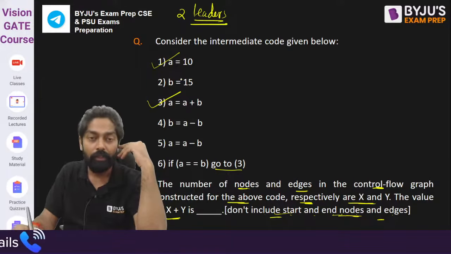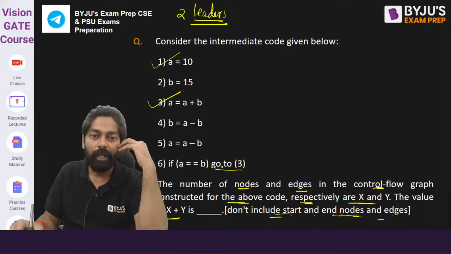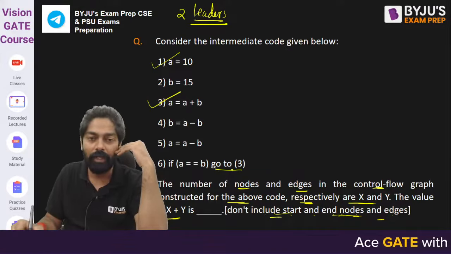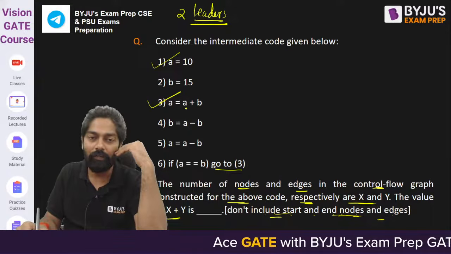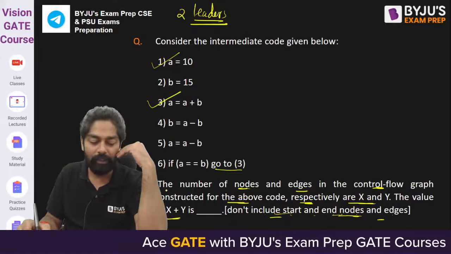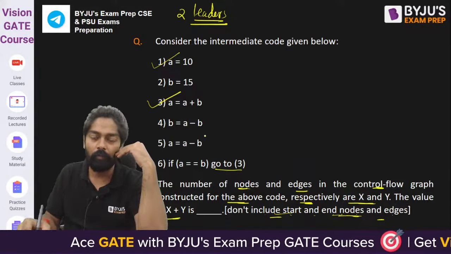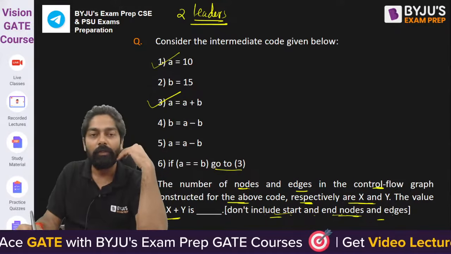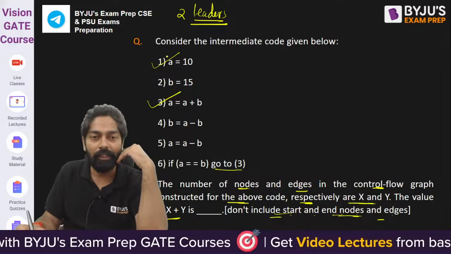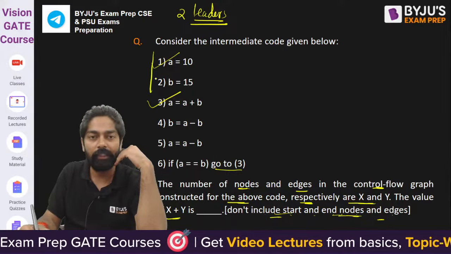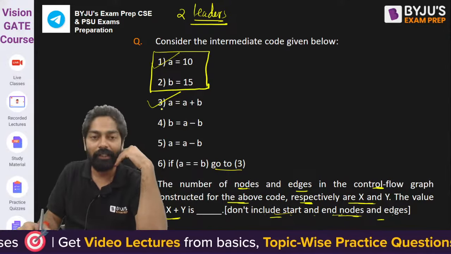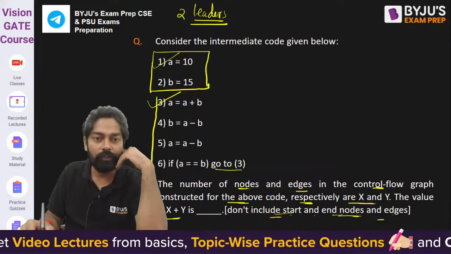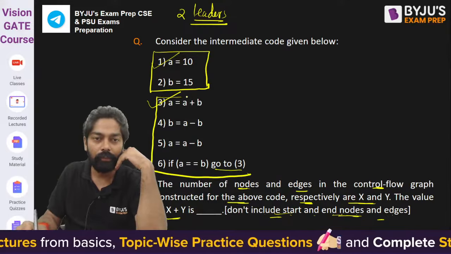How to find a leader? The first statement is always a leader. The target of a conditional or unconditional jump is always a leader. So if A equal to B, go to 3, then 3 is a leader. After 6, if any statement is there, it is a leader; no statement, no problem. Now, what is the basic block? From one leader to the next leader, before the next leader, it is one basic block. So this is one basic block, and 3 to 6 is another basic block.